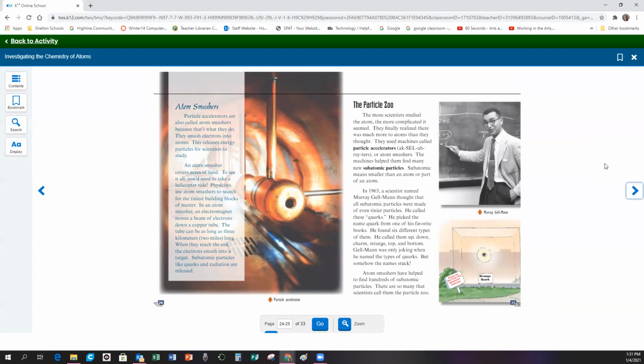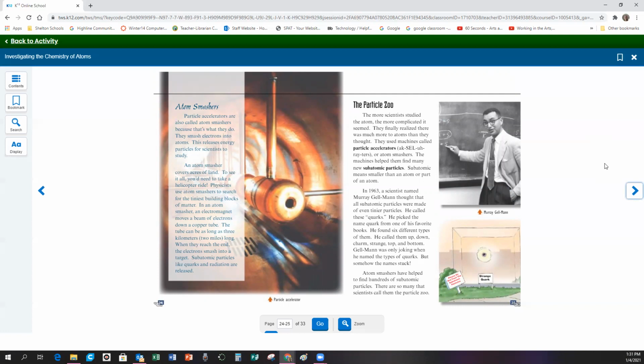Atom smashers. Particle accelerators are also called atom smashers because that's what they do. They smash electrons into atoms. This releases energy particles for scientists to study. An atom smasher covers acres of land. To see it, you'd need to take a helicopter ride. Physicists use atom smashers to search for the tiniest building blocks of matter.